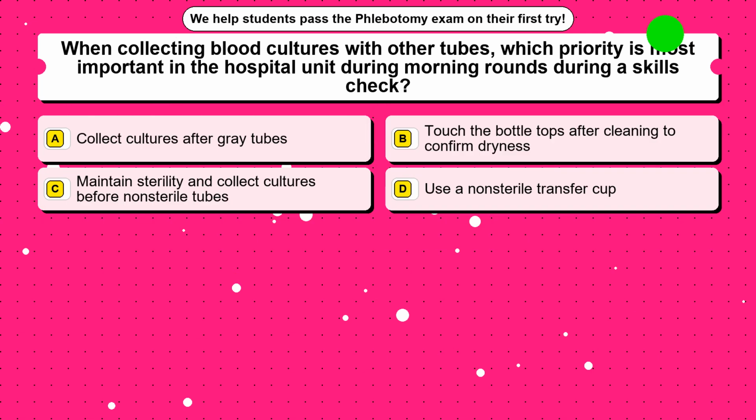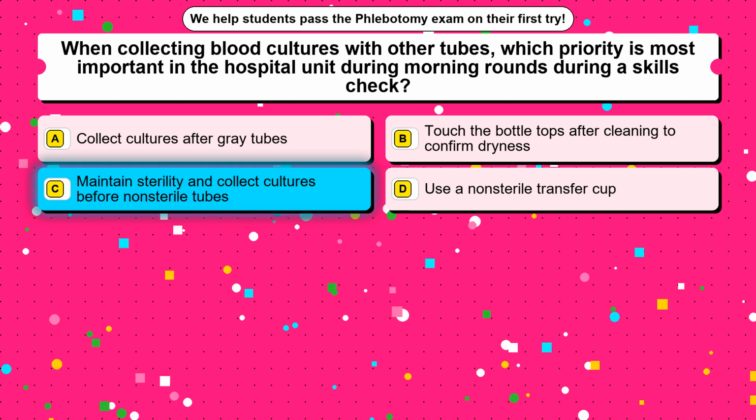Question 41. When collecting blood cultures with other tubes, which priority is most important in the hospital unit during morning rounds during a skills check? Option A. Collect cultures after gray tubes. Option B. Touch the bottle tops after cleaning to confirm dryness. Option C. Maintain sterility and collect cultures before non-sterile tubes. Option D. Use a non-sterile transfer cup.